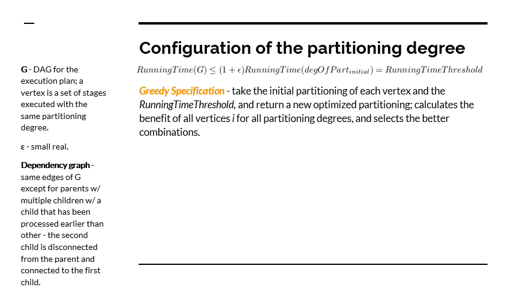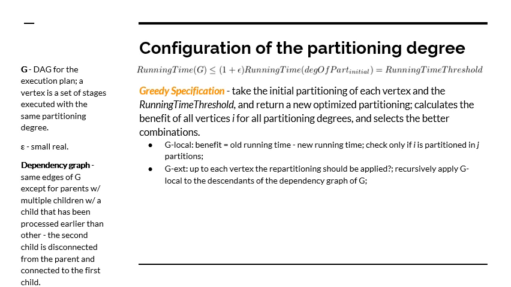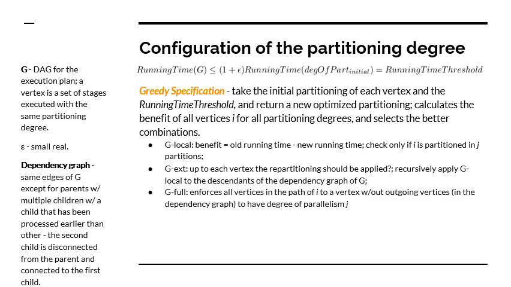There are two main approaches. The first is a greedy one that calculates the benefit of each vertex I for all partition degrees J and selects the best combination. GLocal calculates the benefit as the difference between running times for vertex I when partitioned in J partitions. GExt applies GLocal recursively to all the descendants of I in the dependency graph. And GFull enforces all vertices in a path from I to a vertex without outgoing edges to have degree J.